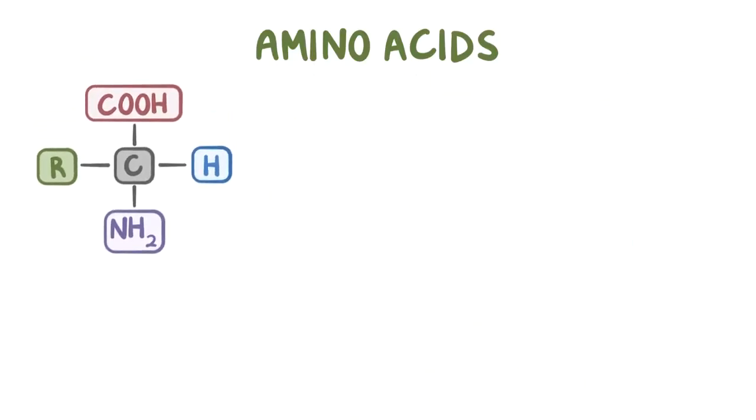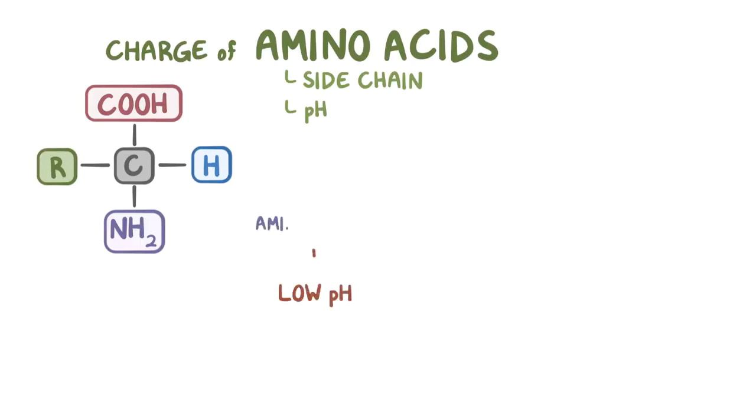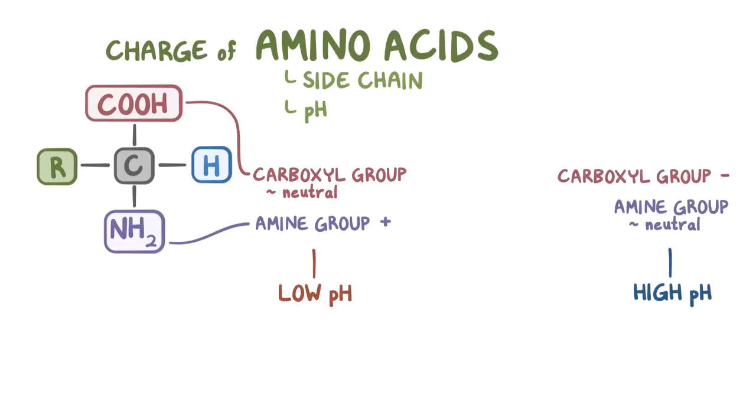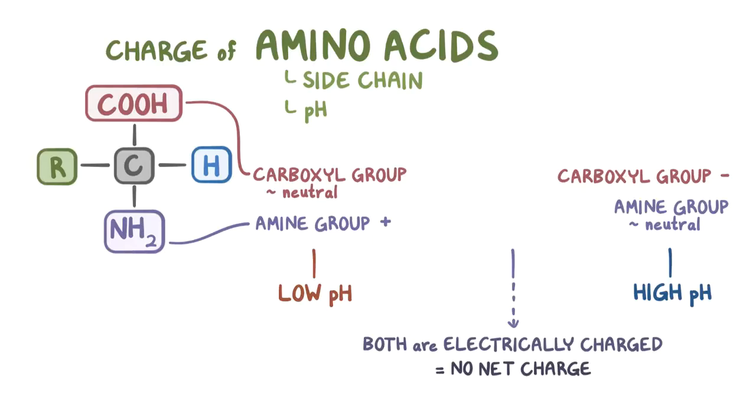Now, keep in mind that the charge on an amino acid really depends on its side chain, as well as the pH. For example, at a very low pH, the amine group is positive, while the carboxyl group is neutral. And at a very high pH, the amine group is neutral, and the carboxyl group has a negative charge. And at a pH that's somewhere in between, both groups are electrically charged, and they cancel each other out, resulting in no net charge for the amino acid.